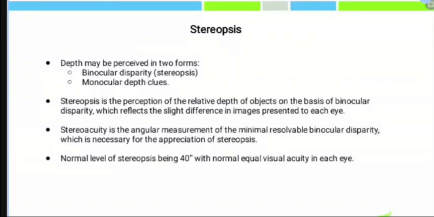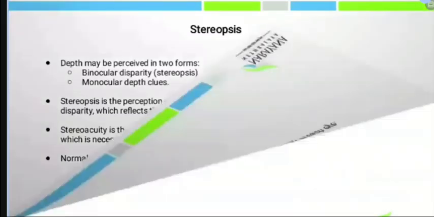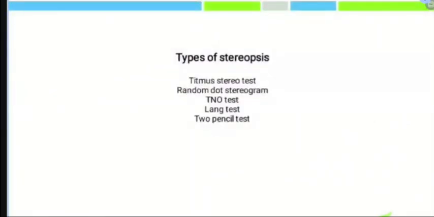Normally we say the normative value of stereopsis is 40 seconds of arc, where both eyes have equal visual acuity. So 40 seconds of arc is a normative value, but a patient can have less than this or even more than this. So how can we measure it? We have different types. The basic tests which we use worldwide are these four or five tests.